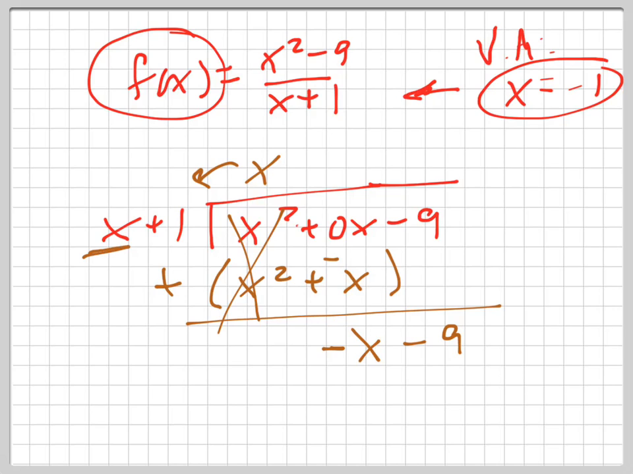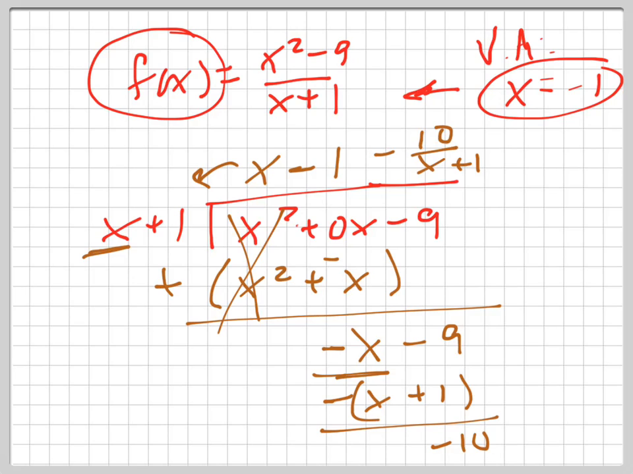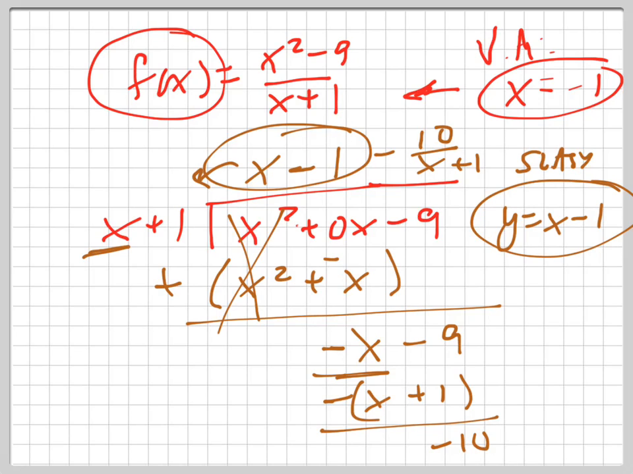How many times does x go into negative x? -1 times. And then you get -x minus 1, and subtracting them you get -10 as your answer. So -10 over x plus 1, that doesn't really matter. This is what matters. Your slant asymptote, yes, sorry, your slant asymptote is going to be y equals x minus 1. So there's your slant asymptote, your vertical asymptote.